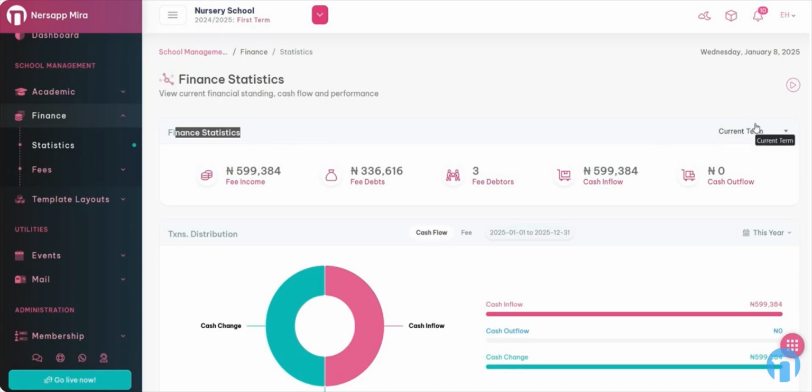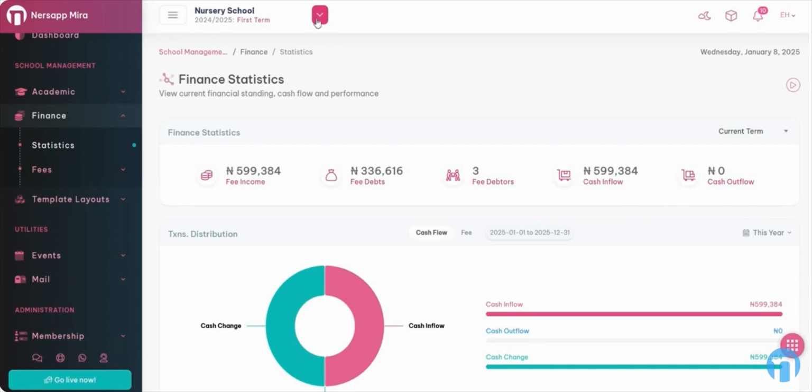If you need to take a look at the financial statistics for a different term, all you need to do is to come down here and type in that new term. In this case, let's say second. If there is a second term, you see it there, but if there is none, it's going to show you the current term, which you can still pick, and that is what you're seeing here.